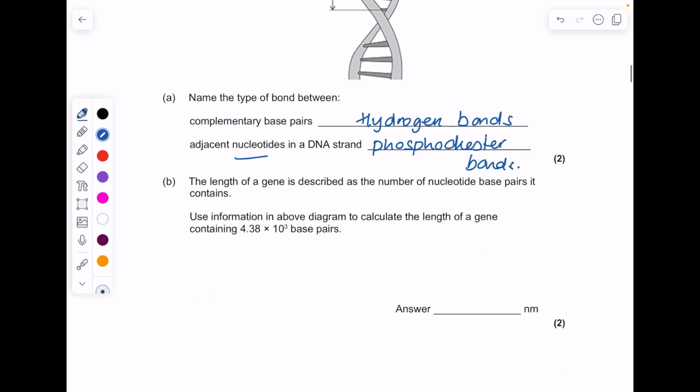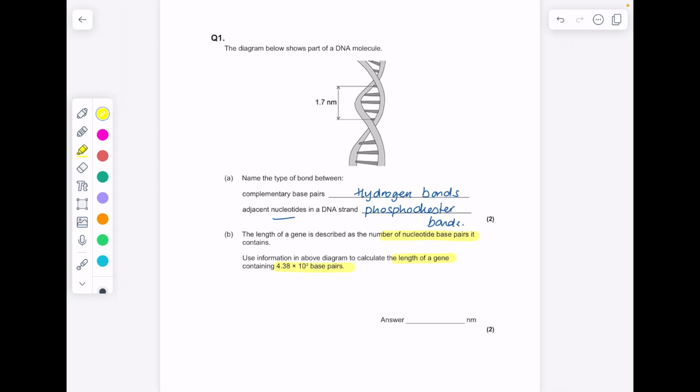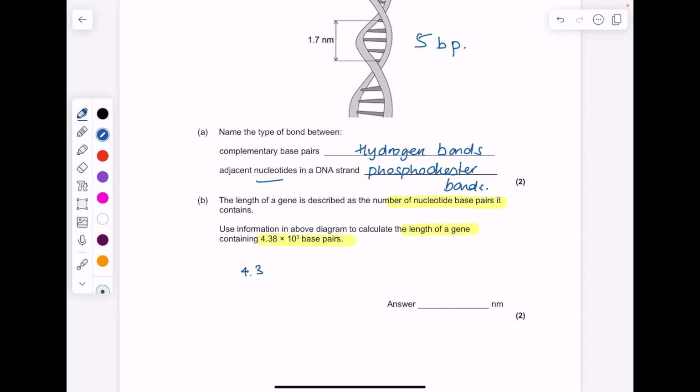The length of a gene is described as the number of nucleotide base pairs it contains. Use the information in the above diagram to calculate the length of a gene containing 4.38 times 10 to the 3 base pairs. So just count this: 1, 2, 3, 4, 5. We've got 5 base pairs here. So we need to do 4.38 times 10 to the 3 divided by 5 and then multiply it by that length of 1.7 nanometers. So that's 1,489.